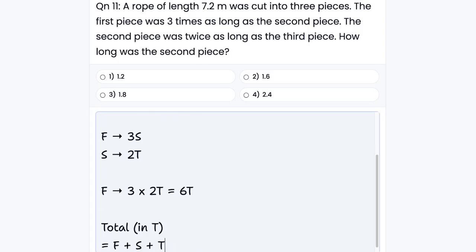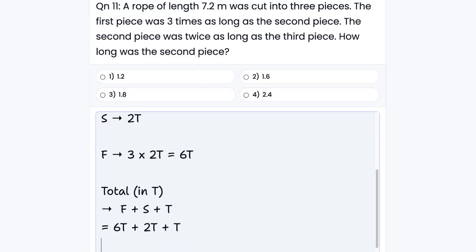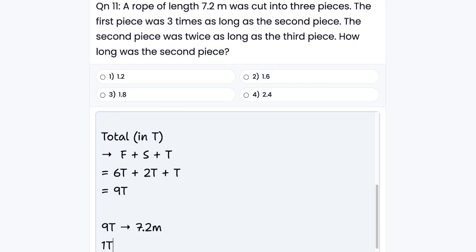So which is equal to, let me just put this as an arrow, 6T plus S, which is 2T, plus T, and this will be equal to 9T. So the total is 9T, not 90. 9T is equal to 7.2 meters. So 1T is equal to 7.2 divided by 9, which is equal to 0.8 meters.